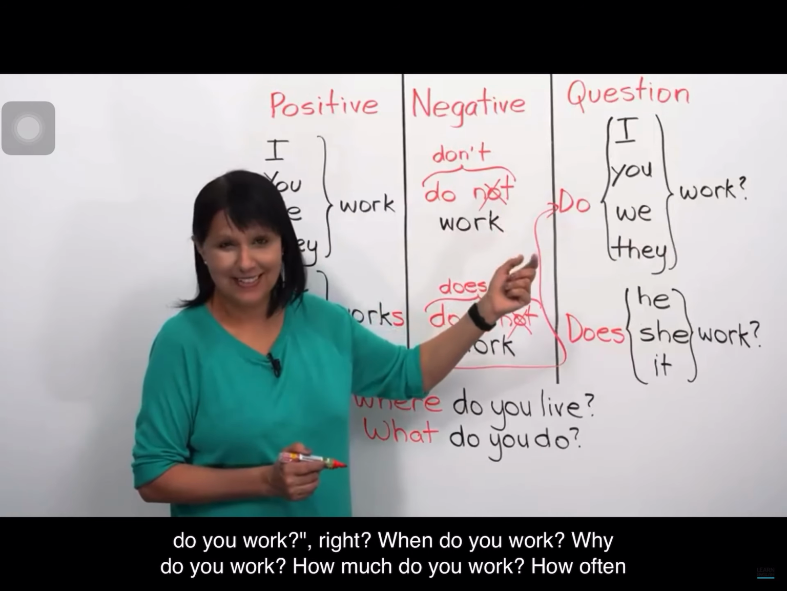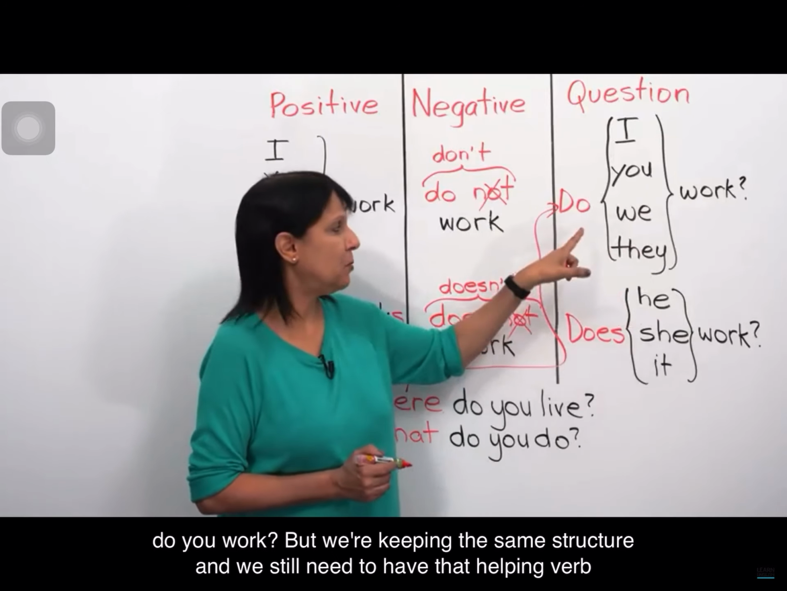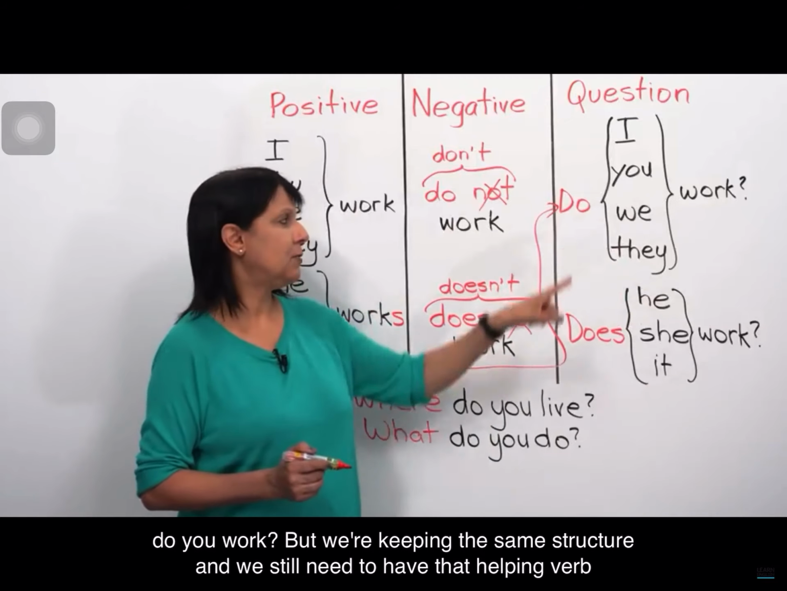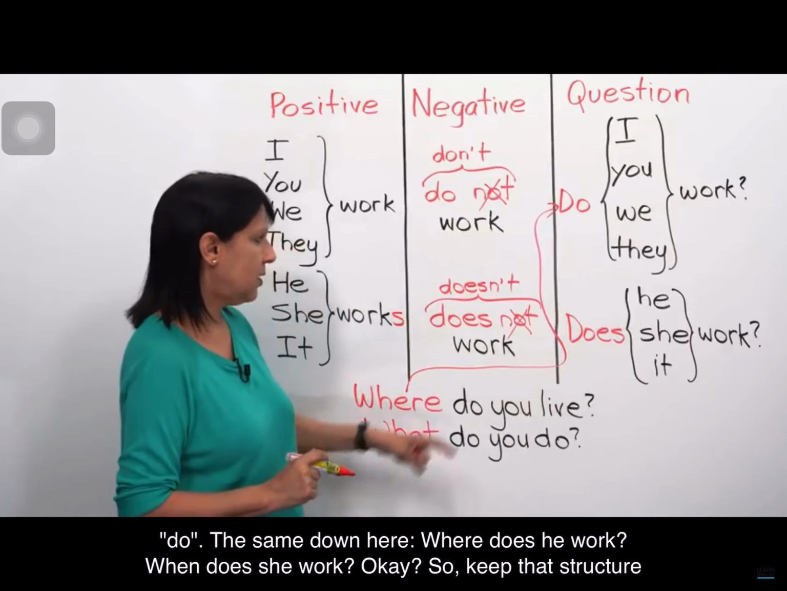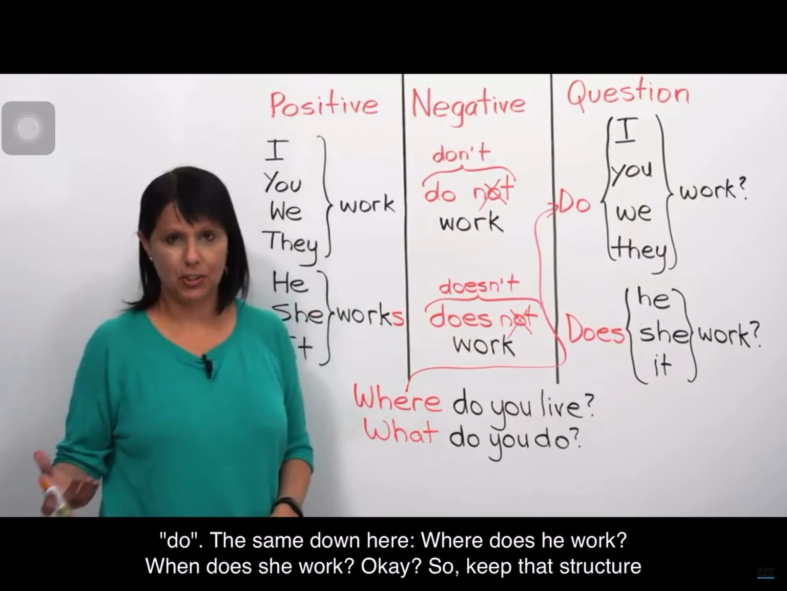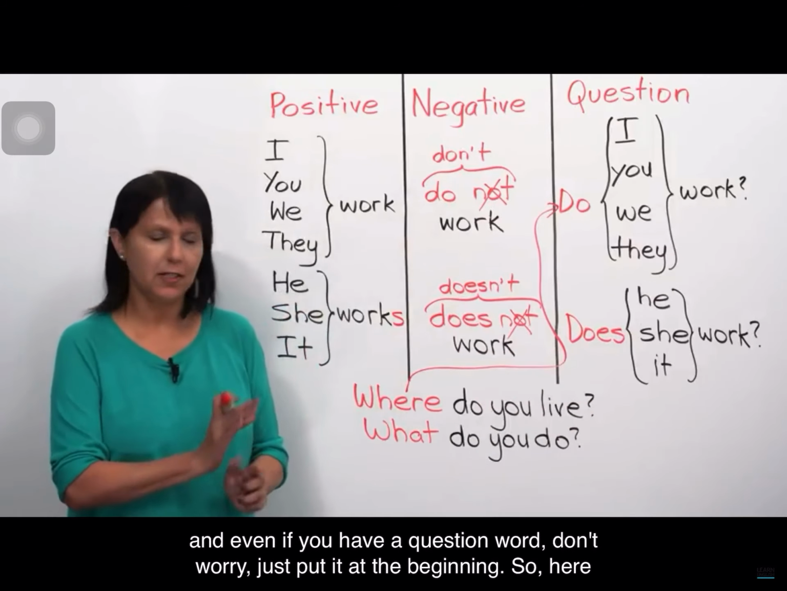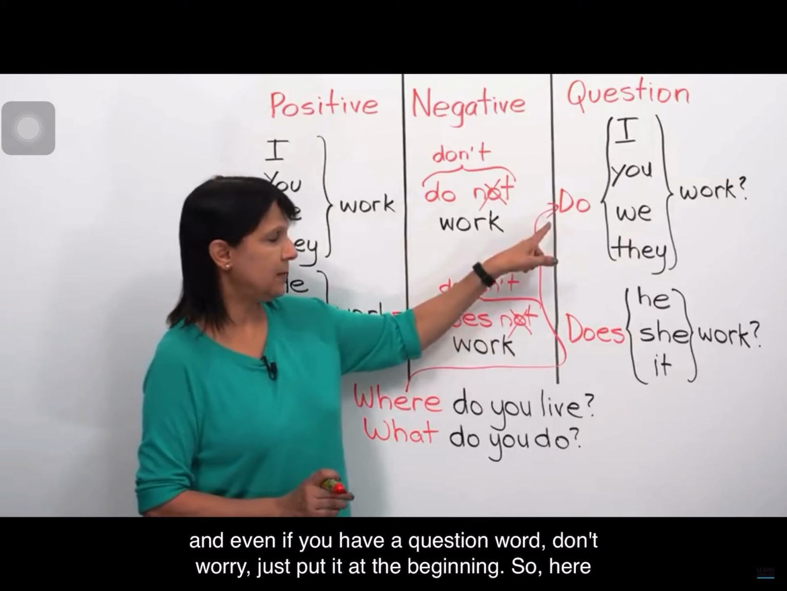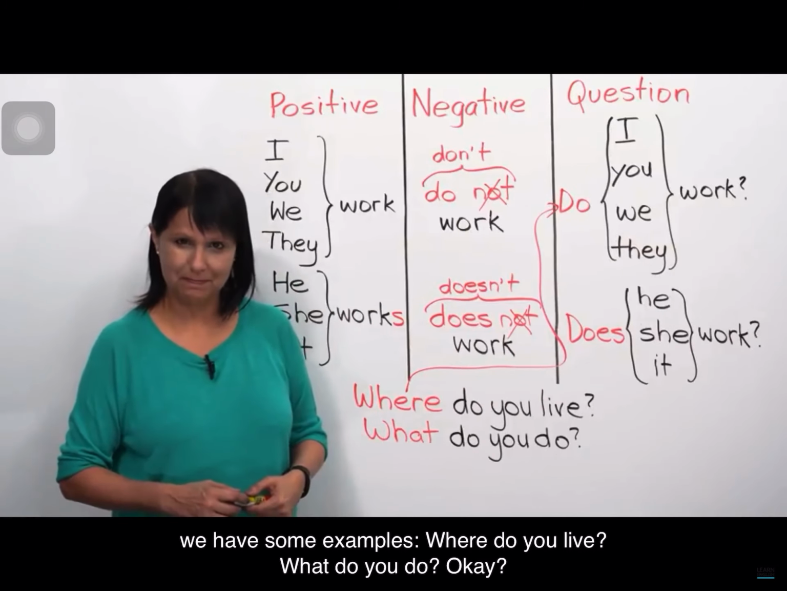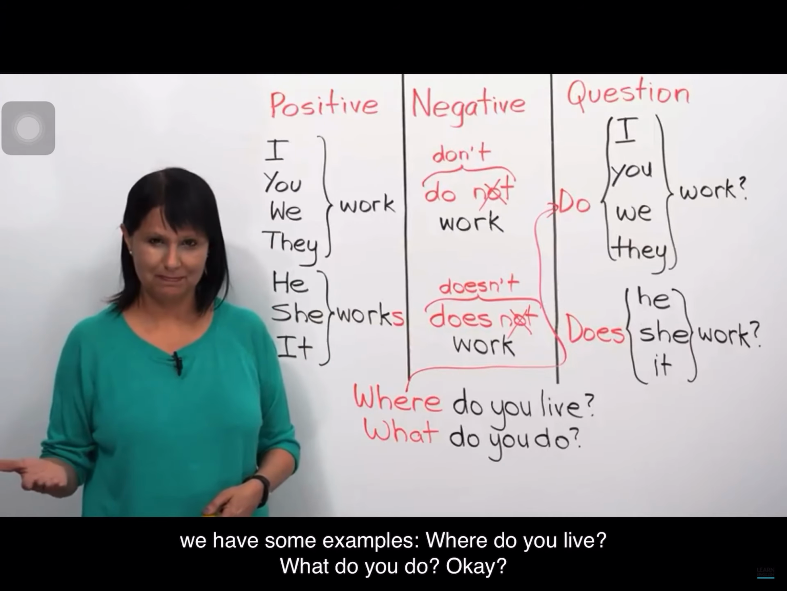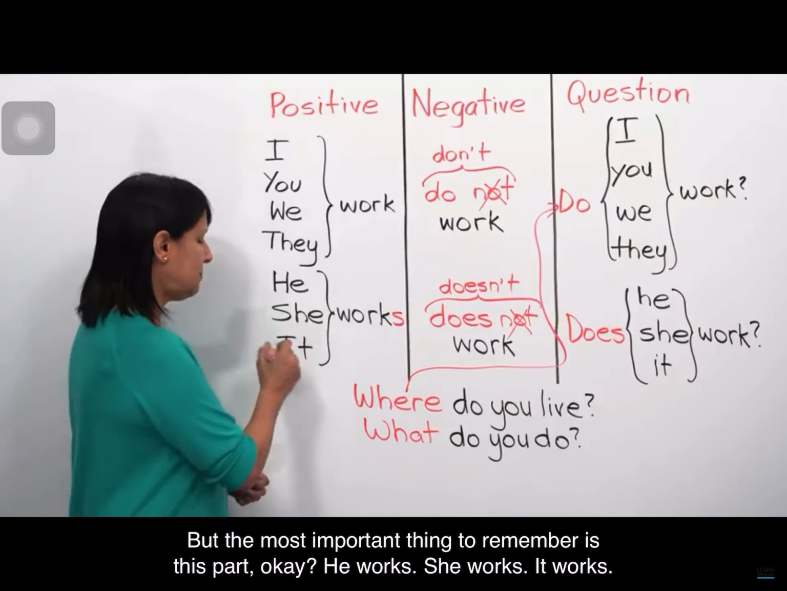So, where do you work, right? When do you work? Why do you work? How much do you work? How often do you work? But we're keeping the same structure and we still need to have that helping verb do. The same down here. Where does he work? When does she work? Okay? So keep that structure, and even if you have a question word, don't worry, just put it at the beginning. So here we have some examples. Where do you live? What do you do? Okay?